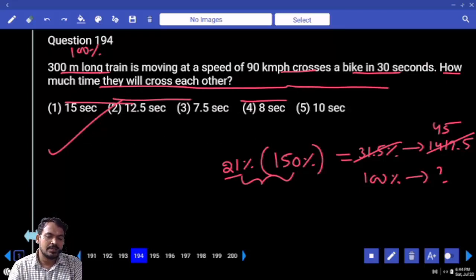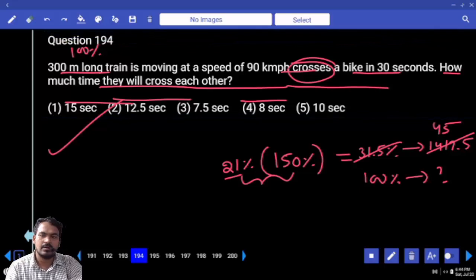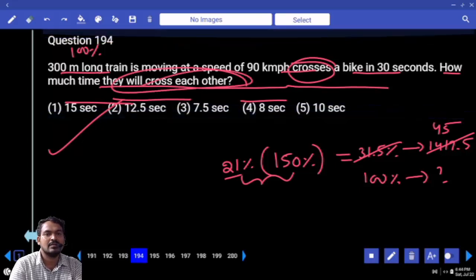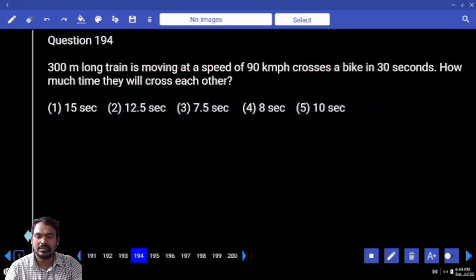Next question, number 194. A 300 meters long train is moving at a speed of 90 km per hour. It crosses a bike in how many seconds? 30 seconds. Crosses a bike means both are moving in the same direction, and how much time they will cross each other means opposite direction. In one case it is given same direction, in another it is opposite direction. When a train passes a bike, the total distance is only the train length.